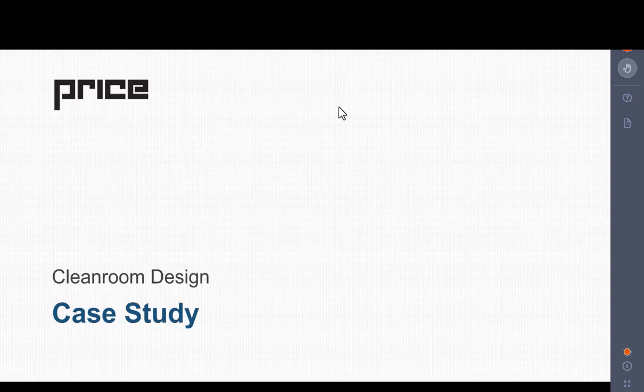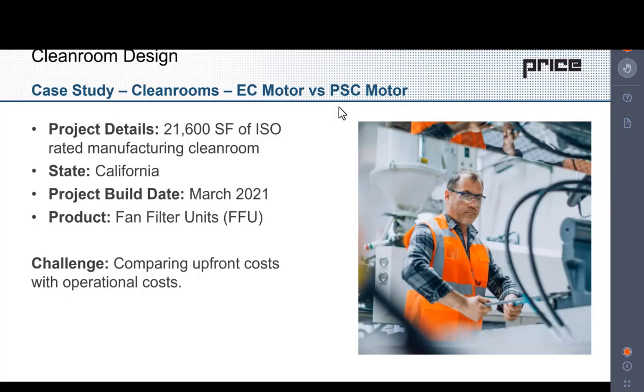Thanks, Jack. So let's take a little look at the case study here. For this case study, we're going to be looking at a clean room and basically comparing EC motors to PSC motors and doing a little bit of cost analysis on the energy savings that we can have.